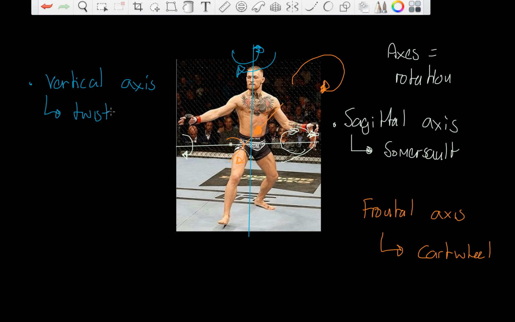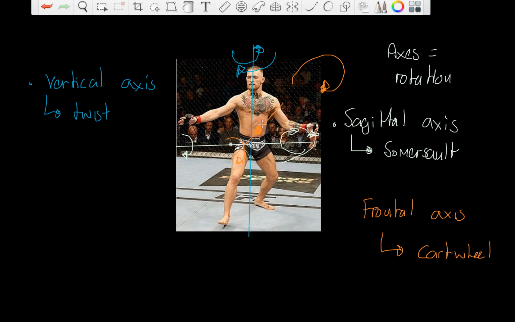So in this case, this person might do, I don't know, a spinning elbow, for example, or various different kicking actions, a roundhouse kick, for example. They would be rotating around this vertical axis, okay? Things like half twist, full twist in trampolining and gymnastics, things such as turning around a slalom pole in skiing, these are all around the vertical axis.